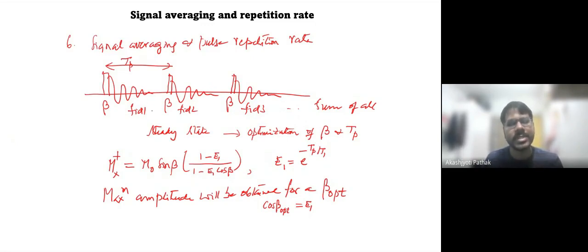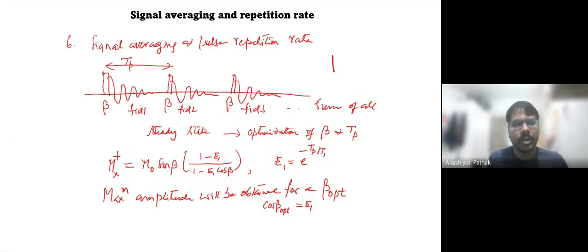As it was explained in the lecture, you are applying short RF pulses, and then you are removing that RF pulse and capturing the free induction decay. Then again you apply the RF pulse and capture the free induction decay. In this way you are capturing multiple free induction decays, FID1, FID2, FID3, and your free induction decay will be the superposition of all these different free induction decays.